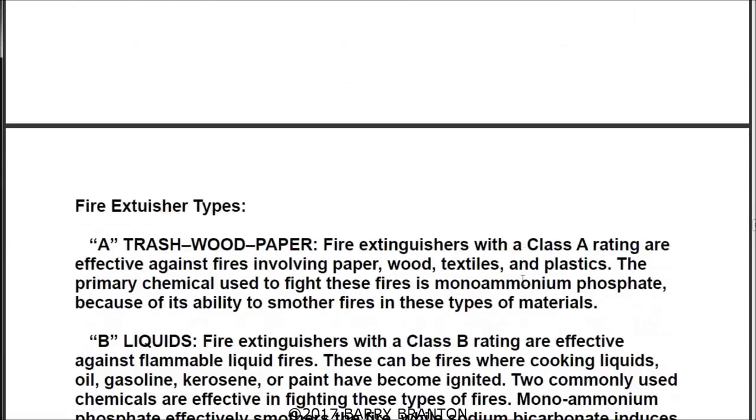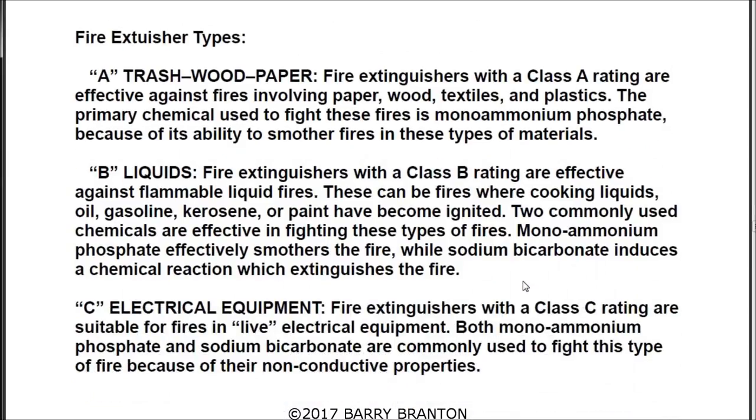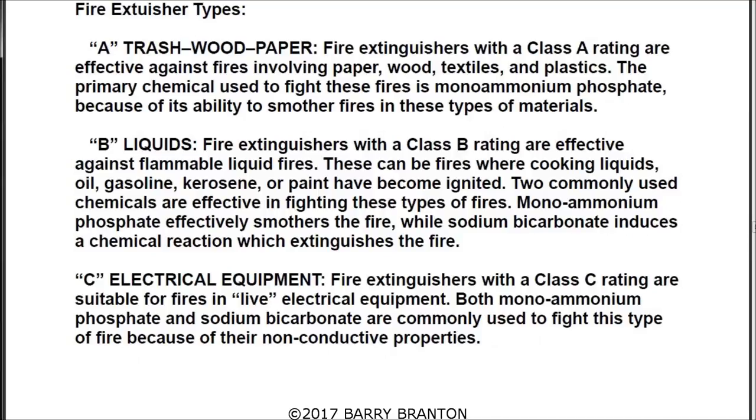Okay, now we have a breakdown on the different types of fire extinguishers here. We have A, which is for trash, wood, paper. Fire extinguishers with Class A rating are effective against fires involving paper, wood, textiles, and plastics. The primary chemical used to fight these fires is monoammonium phosphate, because of its ability to smother fires in these types of materials. I'm not so sure about using water on plastic, my personal opinion, but I suppose you could do it. But for a wood fire, I would definitely suggest water.